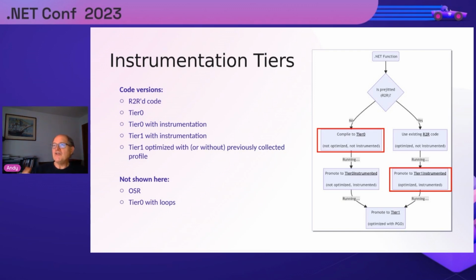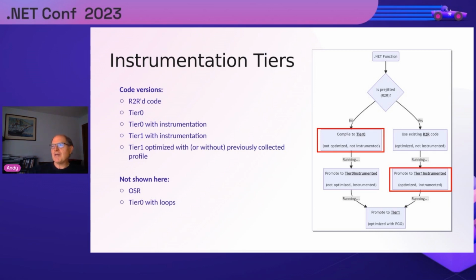But if you start using that ReadyToRun code a lot, so now we're on the right branch of the flowchart, we see that you're calling that ReadyToRun method. It turns out the ReadyToRun method isn't as optimized as it could be because we had to produce that ahead of time. We didn't know how your application was going to use this method. We didn't have a chance to optimize it specifically for what you're doing.